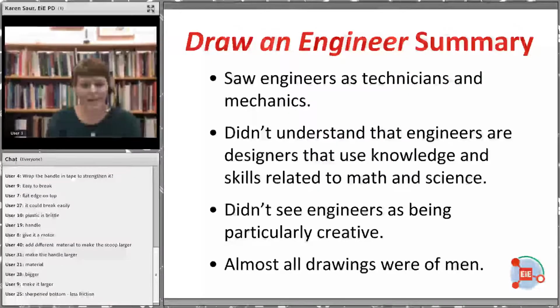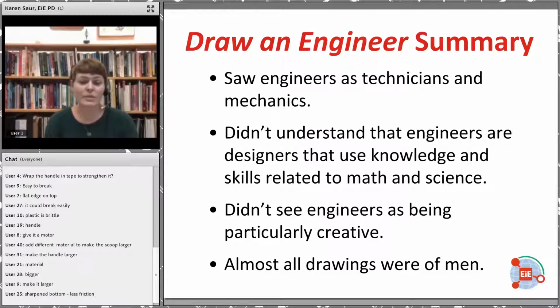So what we saw in this activity with the students was that students saw engineers as technicians and mechanics. And they didn't understand that engineers are designers that have a chance to be creative and apply their knowledge of math and science. So they really had a very narrow understanding of what engineering was, and they didn't see engineers doing things outside of maybe civic work, building bridges, roads, things like that.